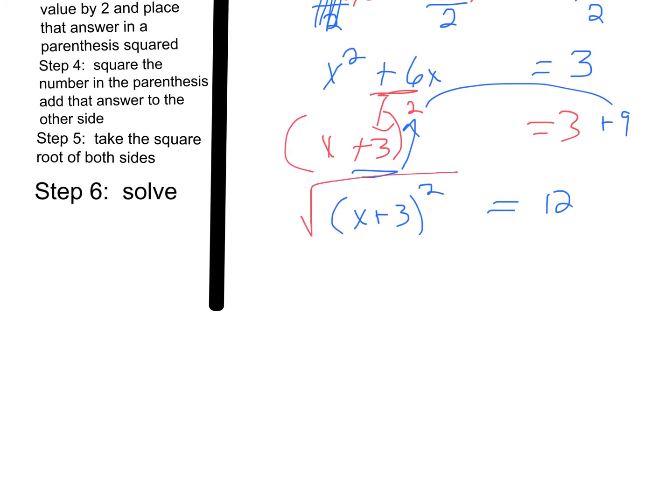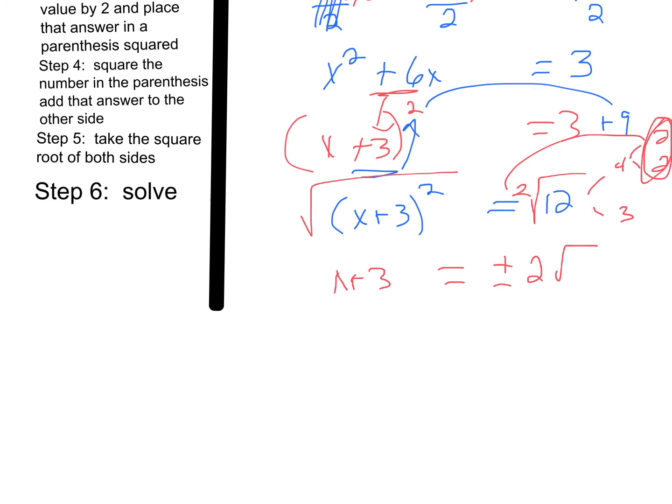Alright, take the square root. X plus 3 equals plus or minus. Now radical 12 I can break down. Again, most of you know it's 4 and 3. And 4 is 2 and 2. Now since I'm looking for perfect pairs, there's my perfect set, which will kick out as 2. So you have 2 radical 3.